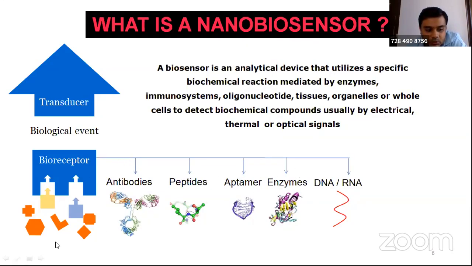And these are the molecules which can be integrated with the bioreceptor, and there will be a biological event. Following the biological event, there is a transduction system, and after the transduction system, there will be a signal output. So I'll change the slide now.